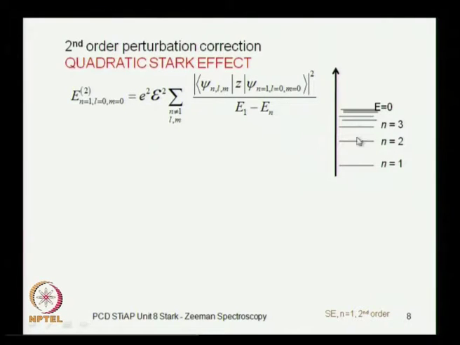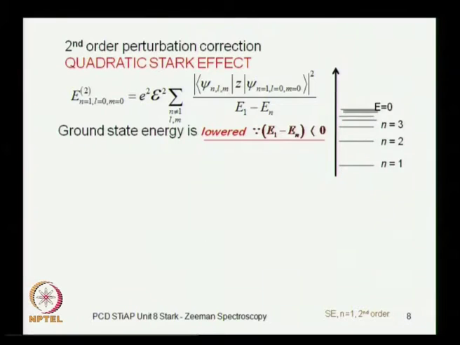So, this is your hydrogen atom bound state spectrum, everything converging to the Rydberg series limit at E equal to 0, and then this E1 minus En for n not equal to 1 will be non-zero, and then you have got non-zero terms elsewhere. So, this will give you a non-zero correction. Now, this is the correction that we need to estimate. So, let us see how to do that.